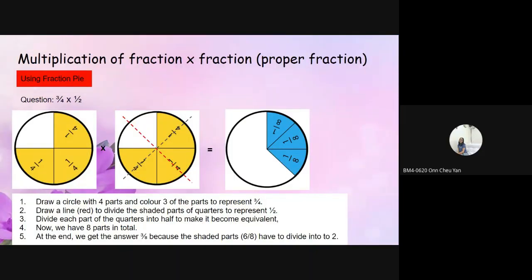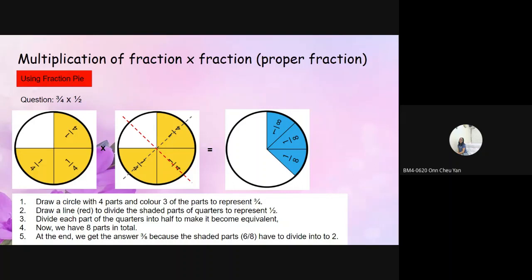Okay, we can also do the multiplication of proper fractions using the fraction pie. For example, 3/4 times 1/2. First, we draw a circle with 4 parts and shade or color 3 of the parts to represent 3/4. After that, because it is times 1/2, we draw a red line on the diagram to divide the shaded parts of the quarters to represent 1/2.